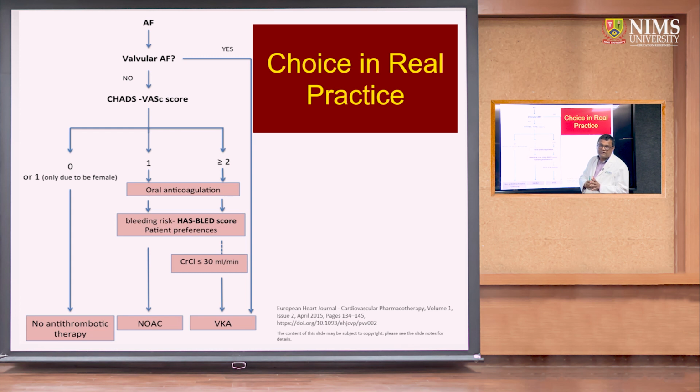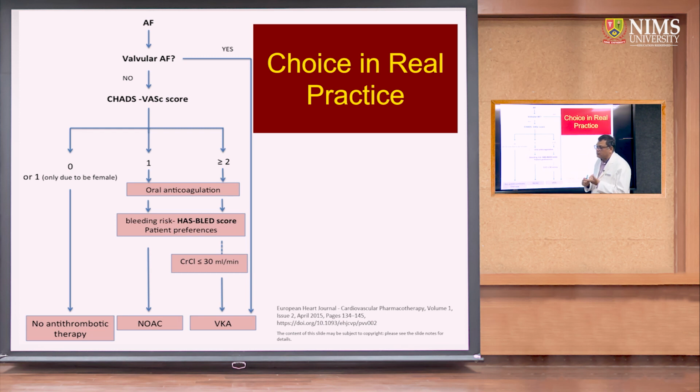risk is present. So, if the HAS-BLED score is high, then you would definitely prefer a NOAC. But if there is a cost consideration, because vitamin K antagonists are cheaper, or if creatinine clearance is less than 30. So, the other situation is when there is a severe chronic kidney disease. In that case, you would use a vitamin K antagonist.